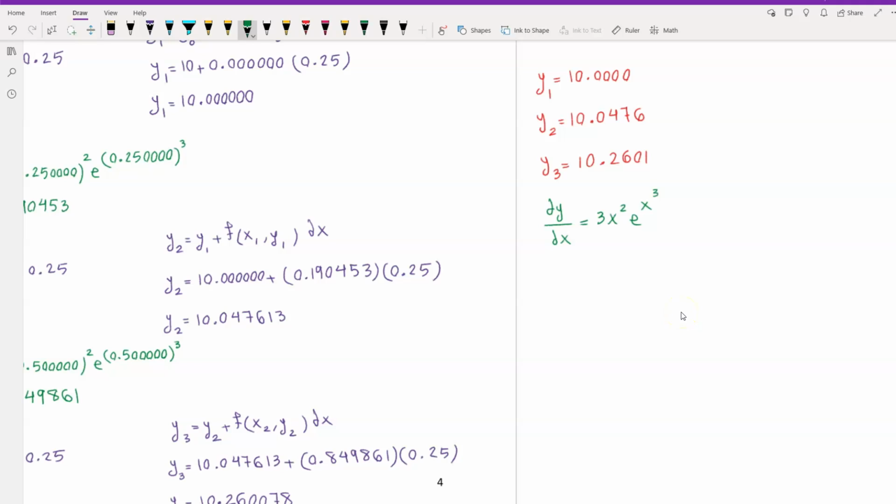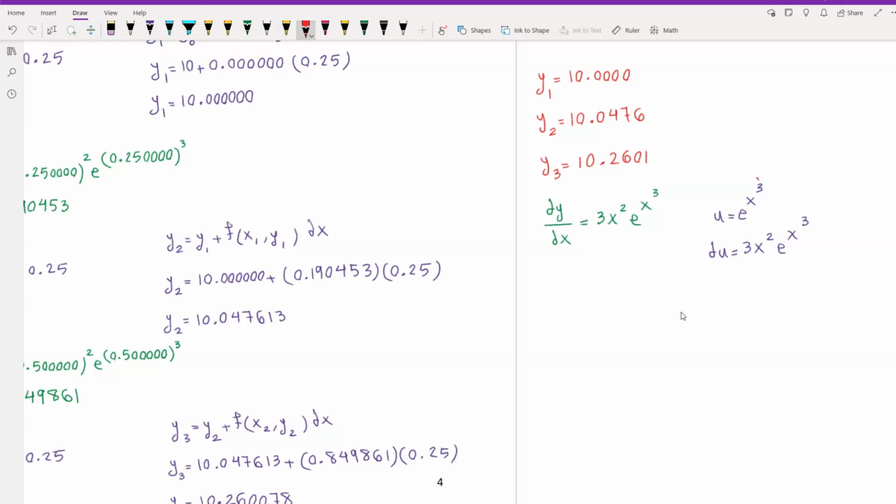So find the exact solution to the problem by solving the differential equation and compare the approximations to the exact values. The differential equation is dy over dx equal to 3x squared times e to the x cubed. We can solve this one with u equal to e to the x cubed and du equal to 3x squared times e to the x cubed.